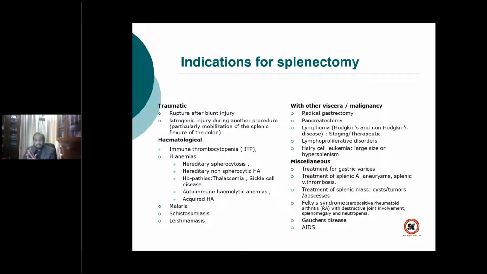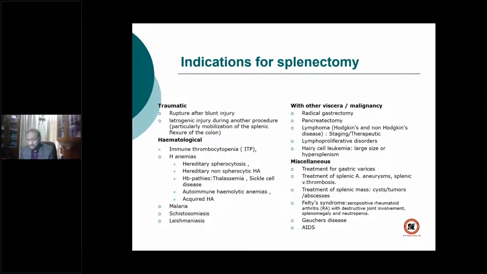But then come the important miscellaneous conditions. Like, for example, you're treating a patient with gastric varices, either cirrhotic or non-cirrhotic. You're treating a splenic artery aneurysm, or on the other hand, the other vessel, that is splenic vein thrombosis. You're treating a splenic mass, like, for example, you've got a large cyst in the spleen, a tumor in the spleen, an abscess in the spleen, or Felty syndrome, or Gaucher's disease, which is infiltrative, or Niemann-Pick disease, again an infiltrative disorder. So these are all glycogen storage disorders, and of course AIDS. So these are the indications for splenectomy.